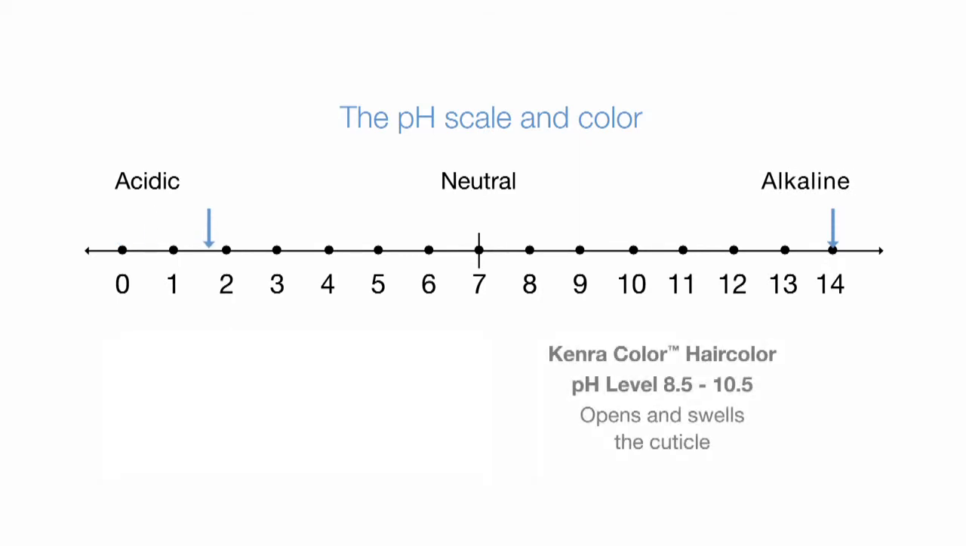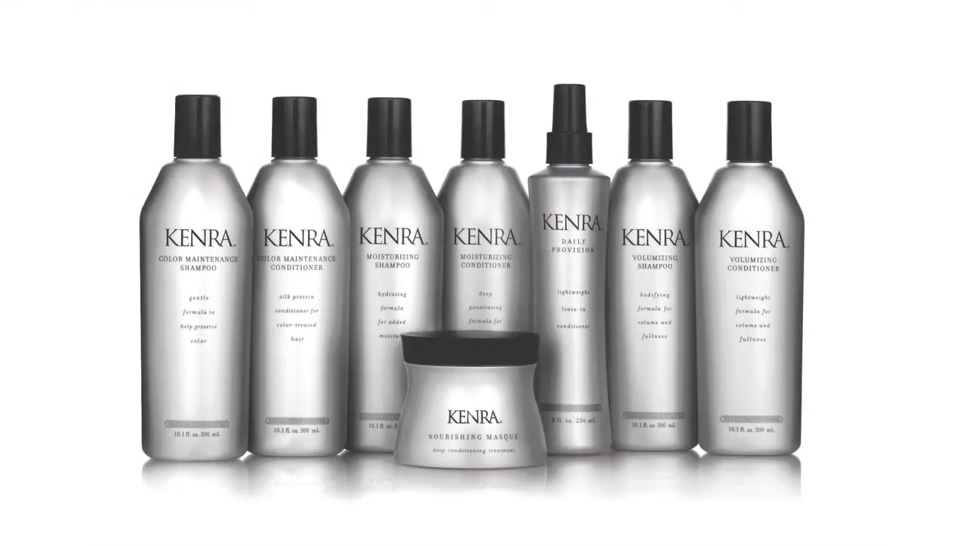Kenra color has a pH value of 8.5 to 10.5. The alkalinity in permanent hair color in conjunction with hydrogen peroxide allows the cuticle to open and swell. The melanin will be lifted and/or color will be deposited. Kenra shampoos and conditioners are pH-based at level 4.5 to 5.5, so they assist in color retention by helping close and seal the cuticle.